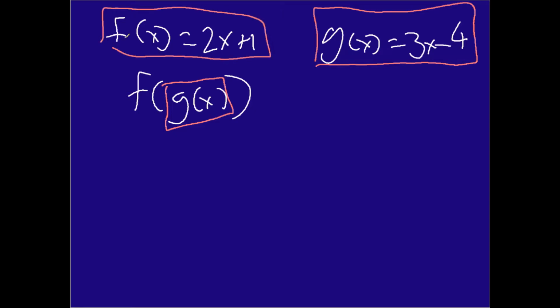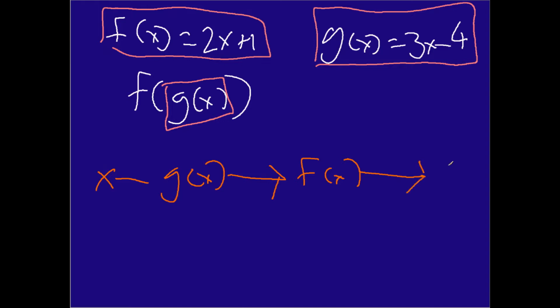So if I had to draw you a picture, it would look like this. You have your x value, whatever that's going to be, and then that's going to go into your g of x function, and then the output for the g of x function is going to go into the f of x function, and then you have your final answer, which is going to be f of g of x, like so.